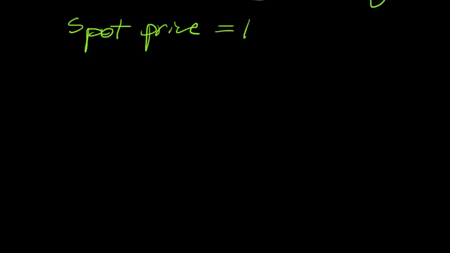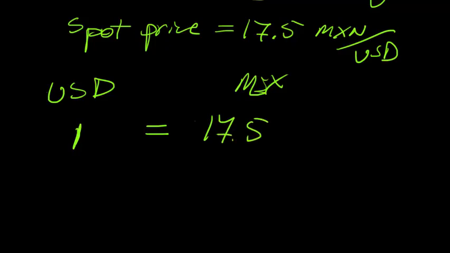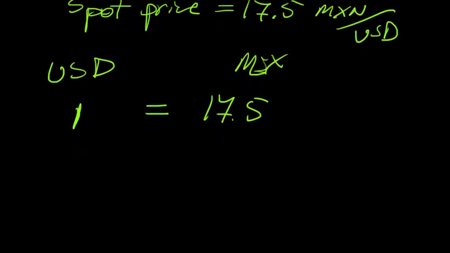The spot price is equal to 17.5 Mexican pesos, MXN, per US dollar. What does that mean? It means that I have $1 US, and that's going to equal 17.5 pesos. So that's basically it. It's a very simple calculation, but let's see what happens if I go the other way. How much is 1 Mexican peso worth in US dollars? How do I figure that out?